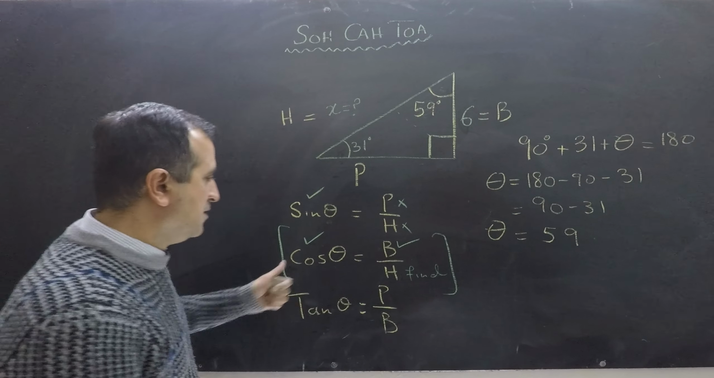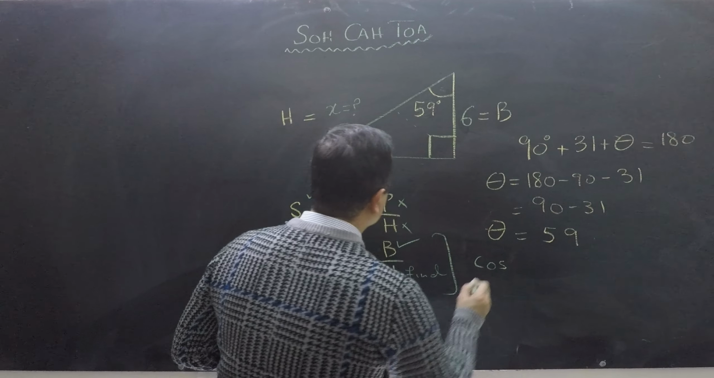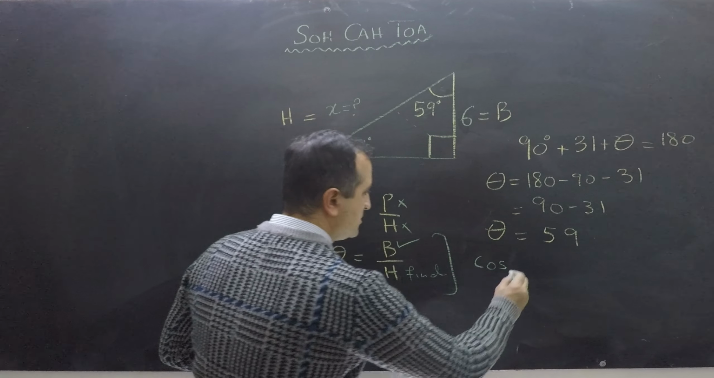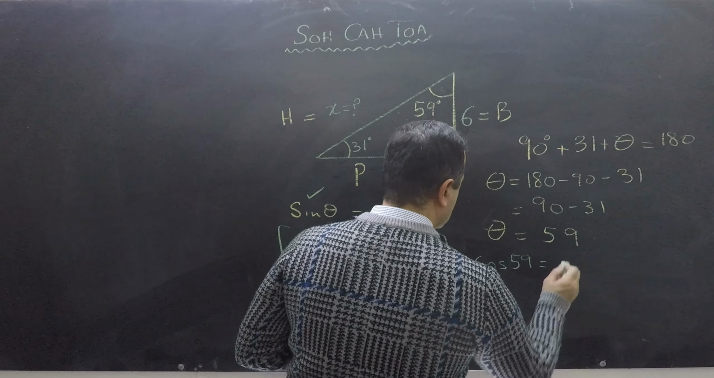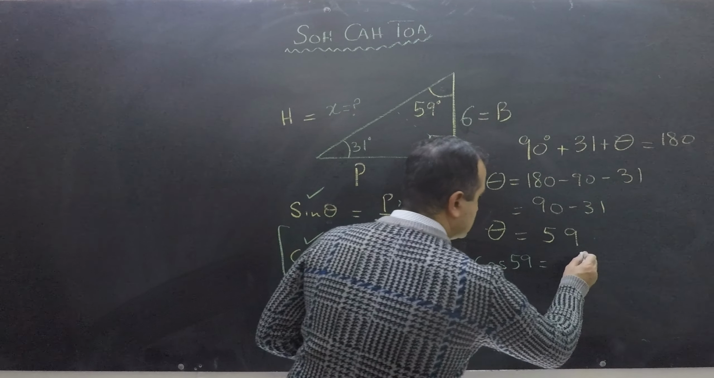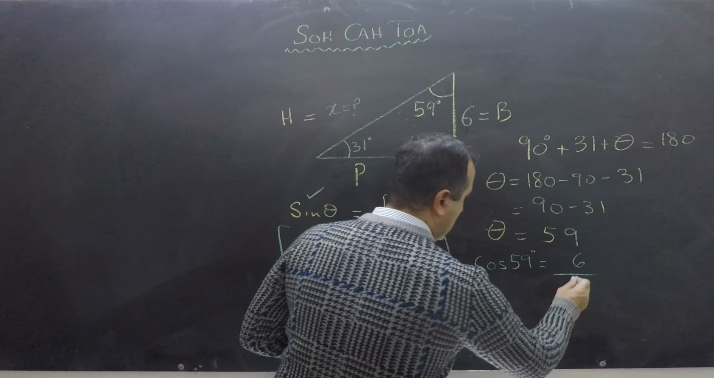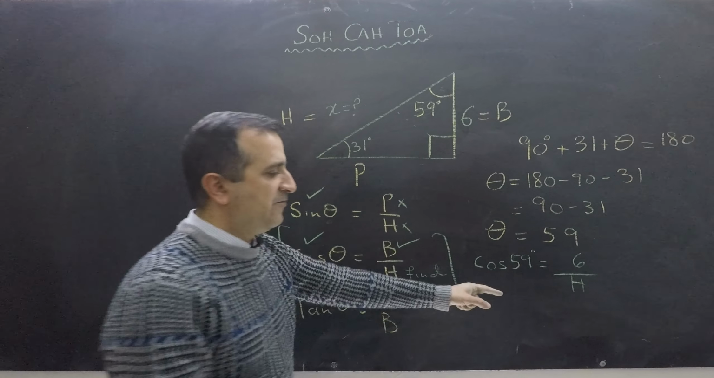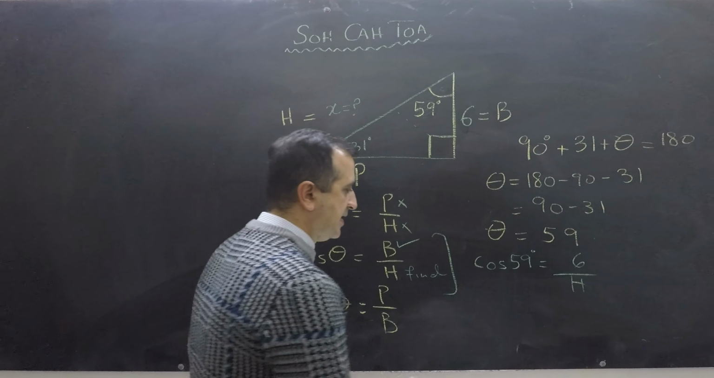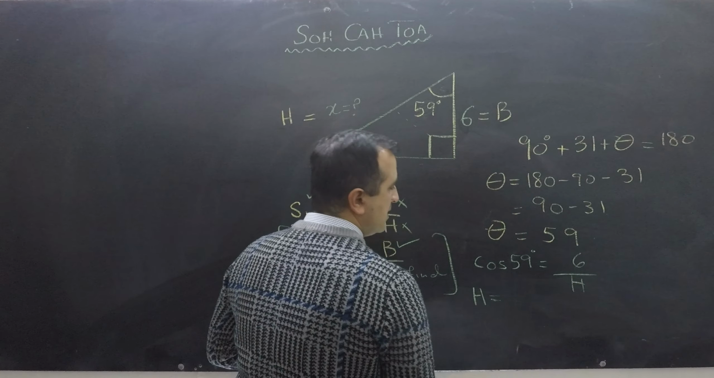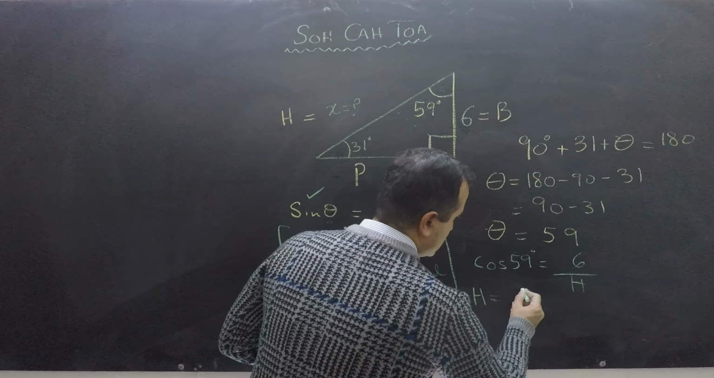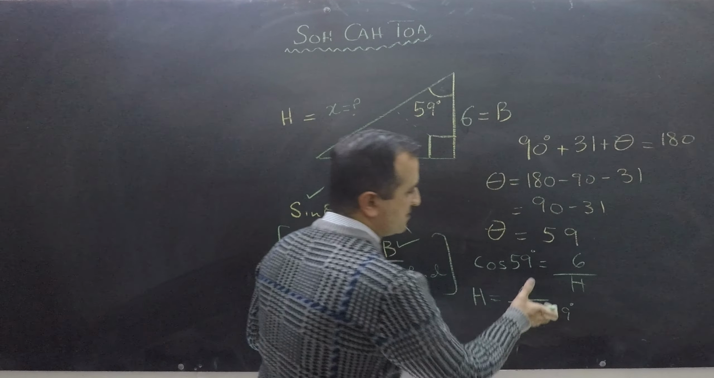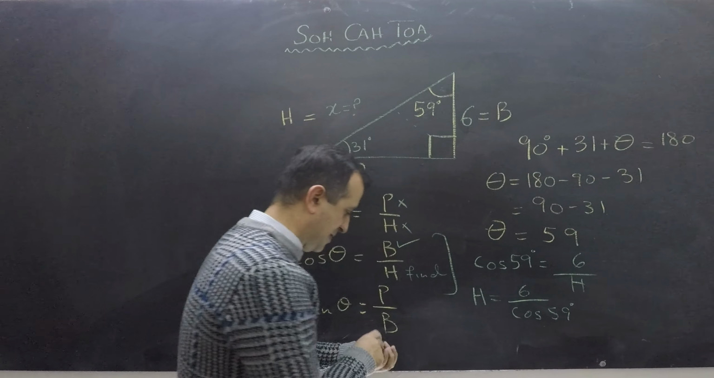Wait a second. First, maybe write this formula in the right form. So I will say cos 59 is equal to base, and base is 6, divided by hypotenuse, x. So hypotenuse is equal to x. Basically, I can just write x or h, but when I'm writing h, that means x. I'm just finding x. So hypotenuse is going to be 6 over cos 59 degrees. I have just taken this here and this here. You can do these kinds of things in mathematics.